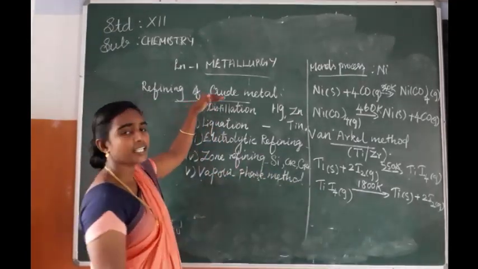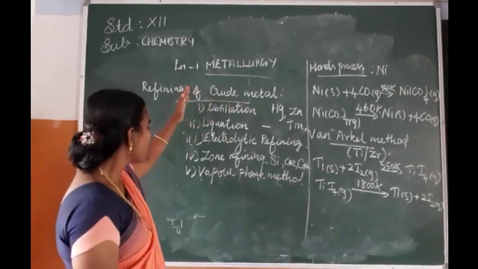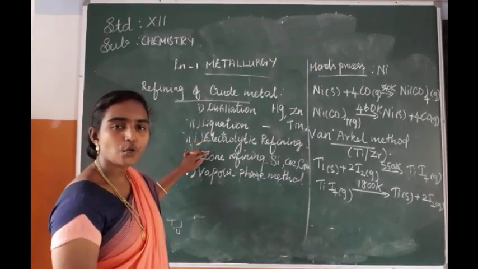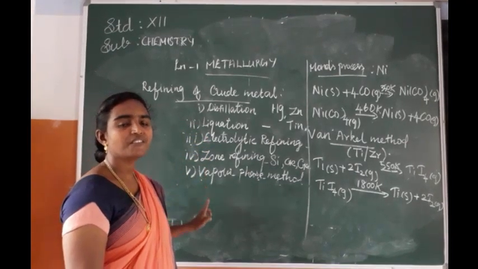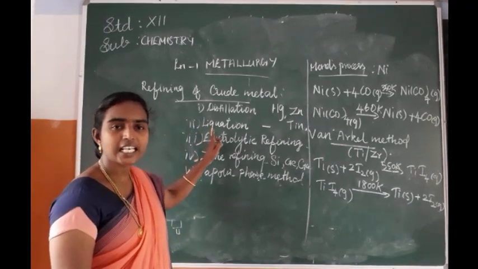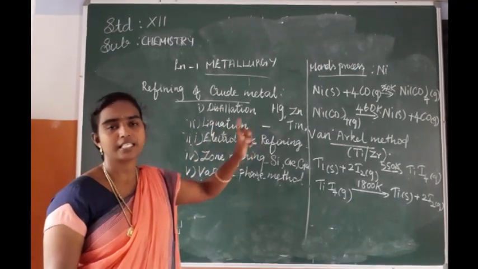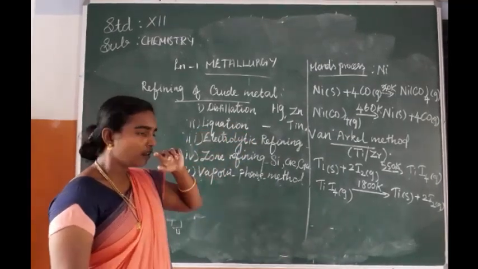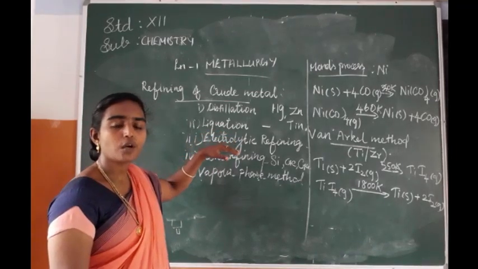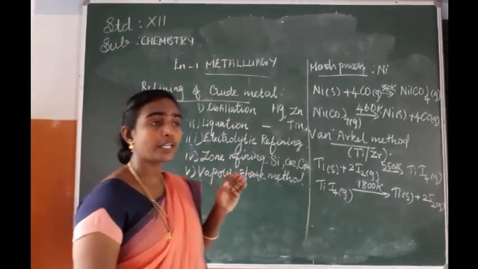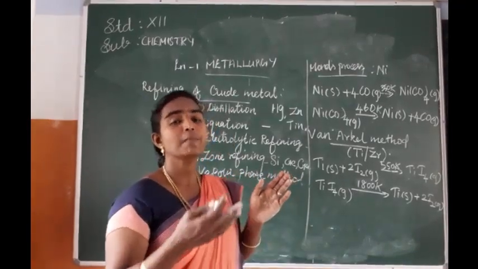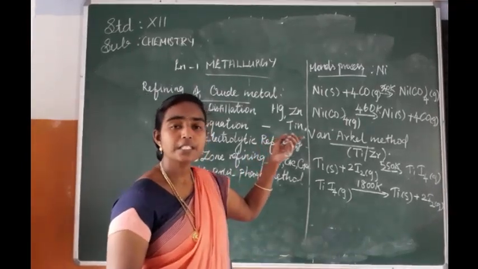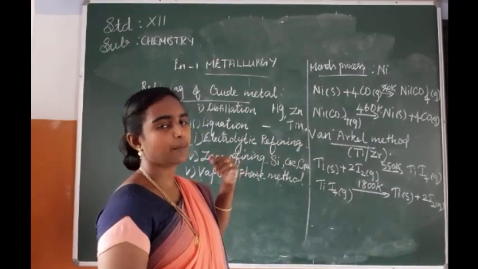Once again, refining of crude metal is done by 5 methods. What are the 5 methods? Distillation, liquefaction, electrolytic refining, zone refining, vapor phase method. First one, distillation. It is suitable for low boiling metals such as mercury and zinc. Next, liquefaction. This is suitable for metals which have a low melting point, but the impurities should have a higher melting point than the metal. Examples: tin, mercury, bismuth, lead. These types of metals can be purified.